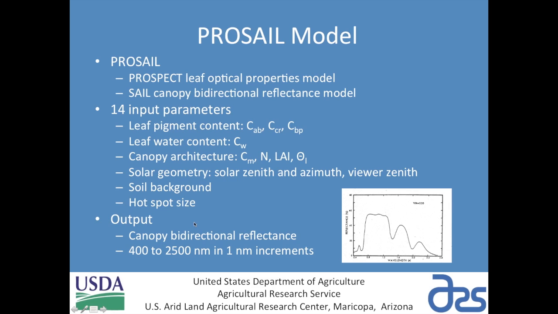And then as an output from this model, we get the canopy bidirectional reflectance from 400 to 2500 nanometers in 1 nanometer increments. So the output of this model corresponds very nicely with the observations that we're collecting with our hyperspectral equipment.